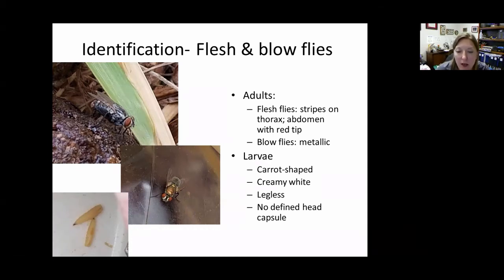And then the blowflies, they again look very similar to a housefly, but they are going to be some sort of a metallic color and have a metallic sheen to their body. So larvae, again, the maggots look just like the housefly maggots. You really can't tell them apart here. So carrot-shaped or a tapered body, creamy white in color, they are legless, and they have no defined head capsule.